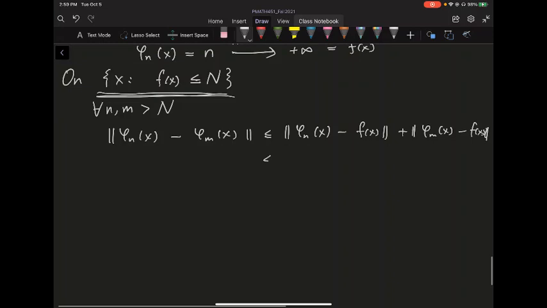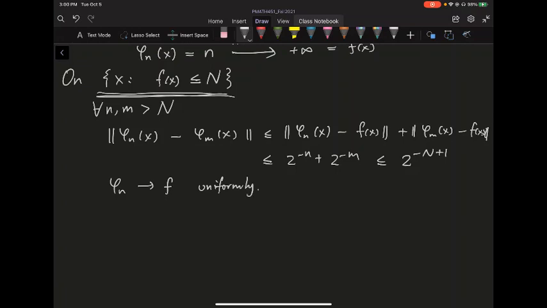So you can convince yourself this is less than or equal to 2 to the negative n plus 2 to the negative m, but when n and m are greater than this big N, it is at most 2 to the negative N plus 1, okay? All right, so because of that, phi n is a Cauchy sequence, and the convergence is uniform. Okay, so phi n will converge to f uniformly. Okay, so let's finish the proof of this proposition.